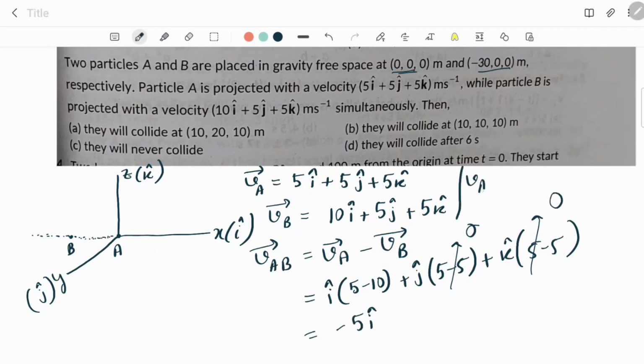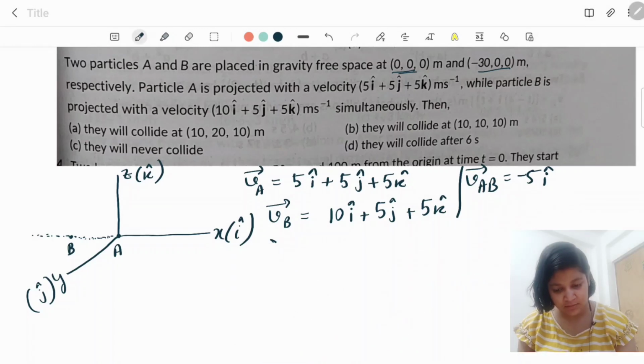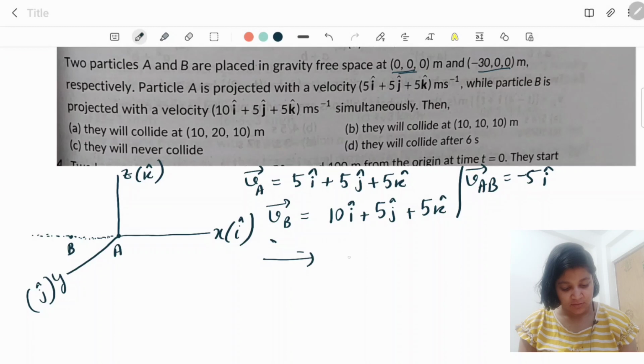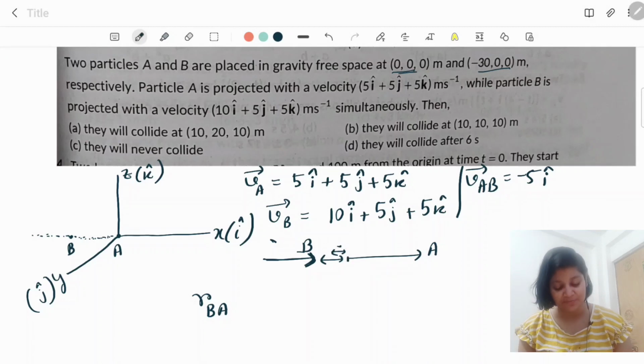So our relative velocity is minus 5 i cap. So if this is my particle A and this is my particle B, and if they are moving like this, then there is a possibility of colliding only if the distance between them is decreasing. So let us now find out the relative distance of B with respect to A. The relative distance of B with respect to A must be decreasing for them to collide, right?